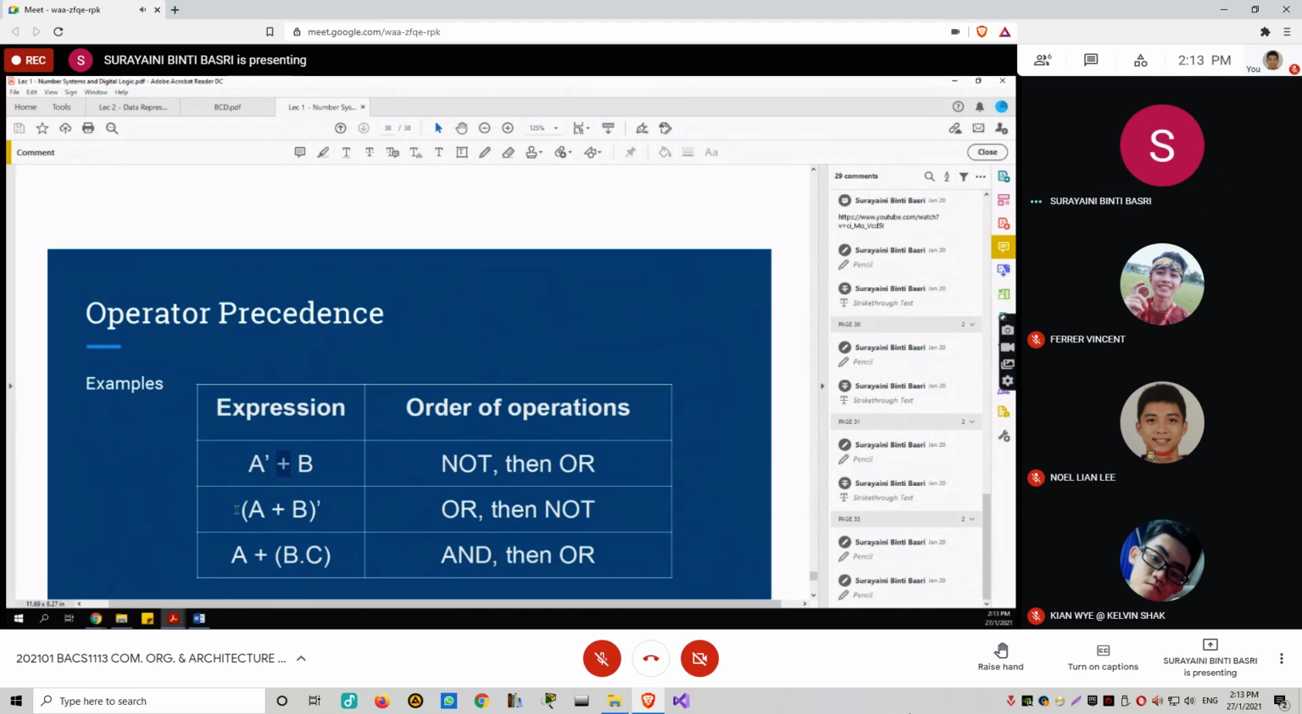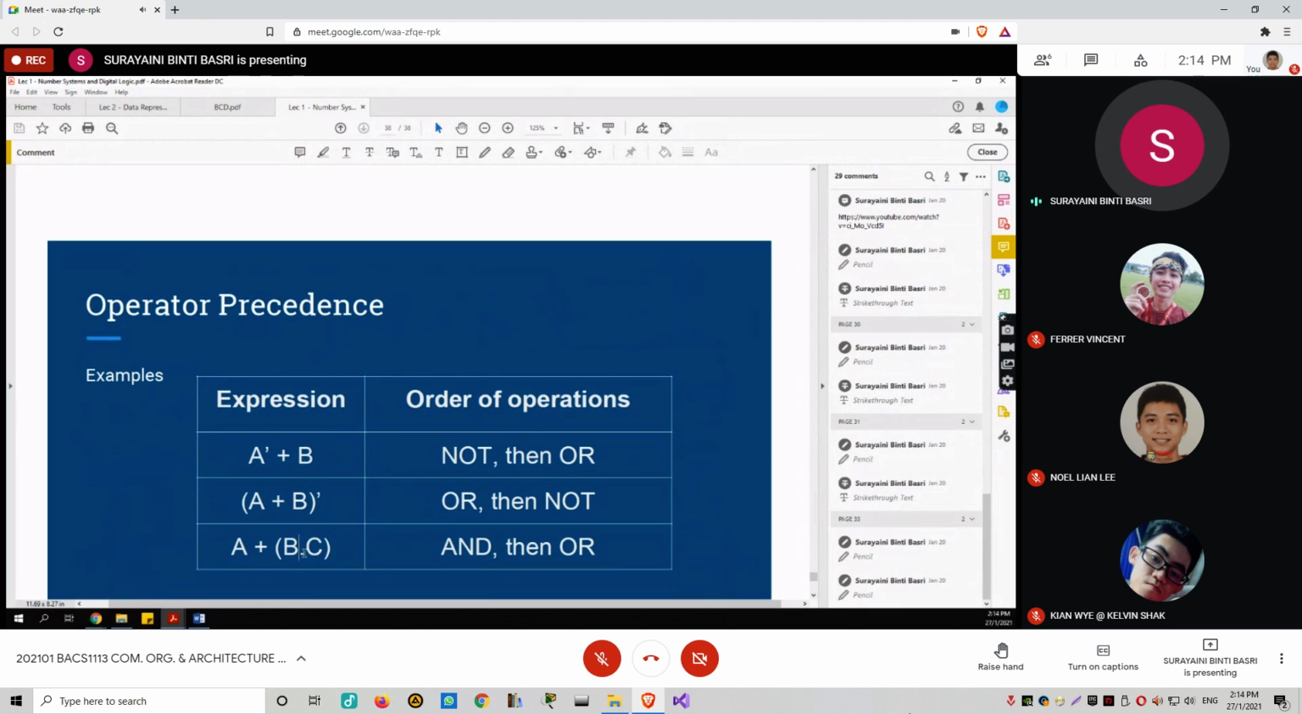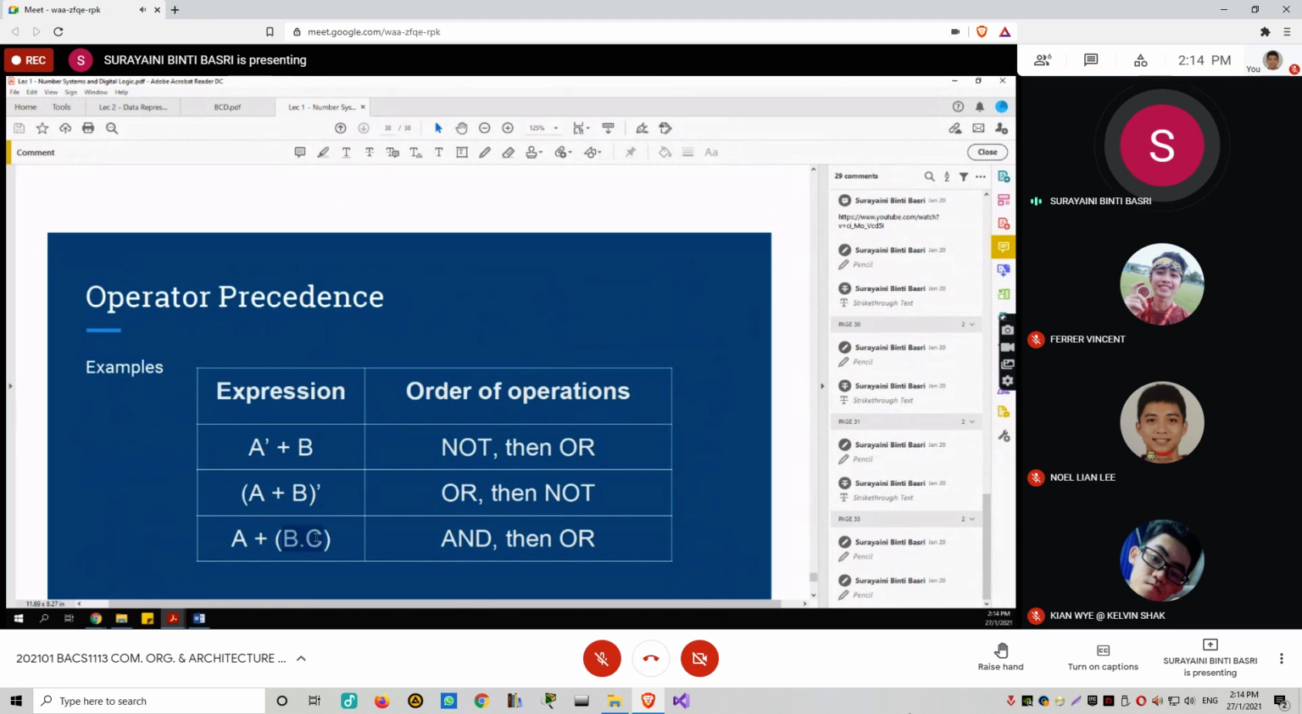Okay, so for this kind of operation, you need to solve inside the bracket first, which is the OR. After that, then you find the NOT. For something like this, you have to find inside the bracket first. So this is the rule in mathematics, meaning you have to find the answer for AND first. After that, then you can consider the OR, the plus sign here.